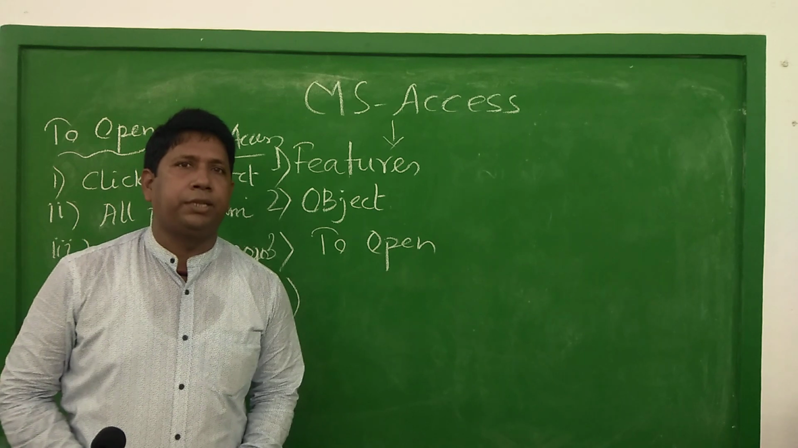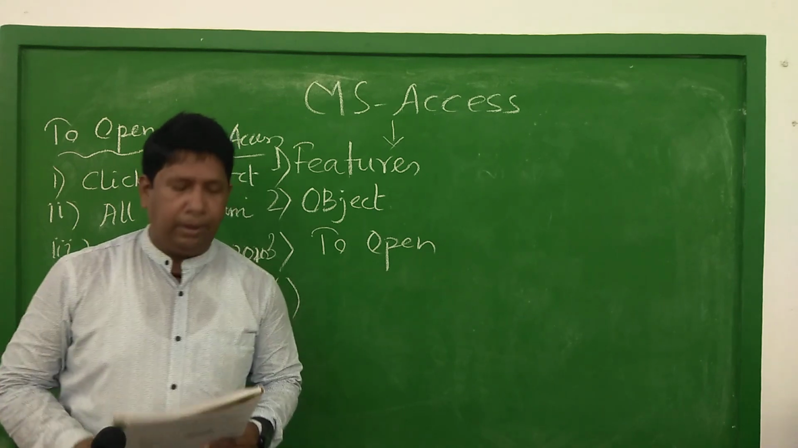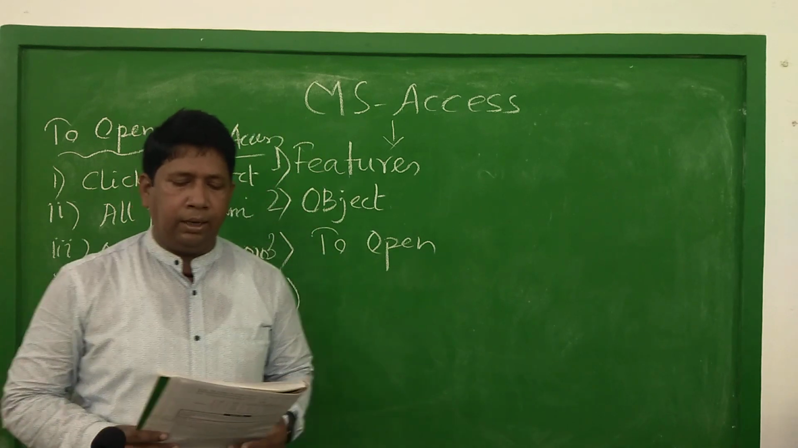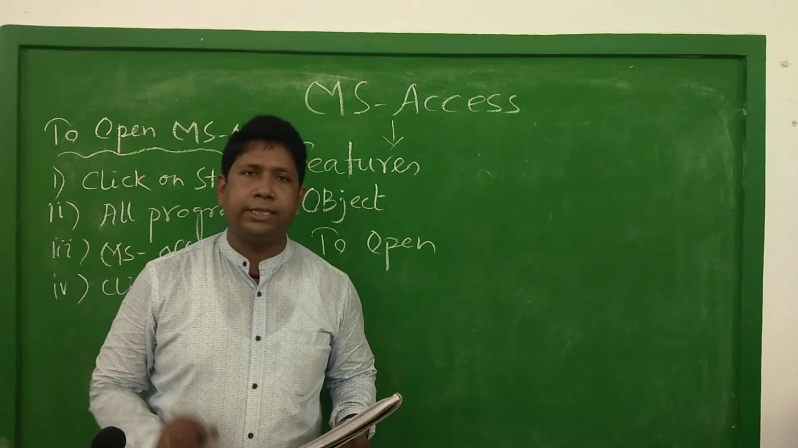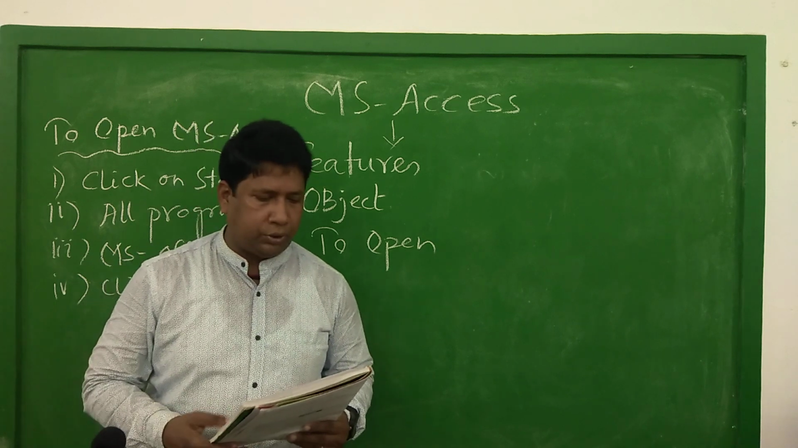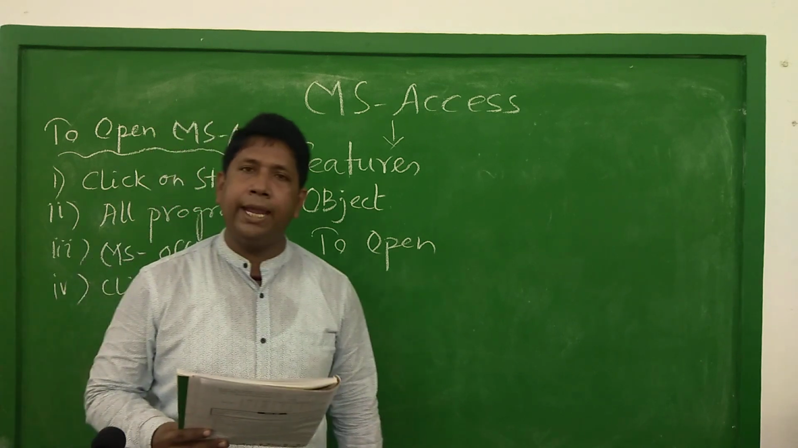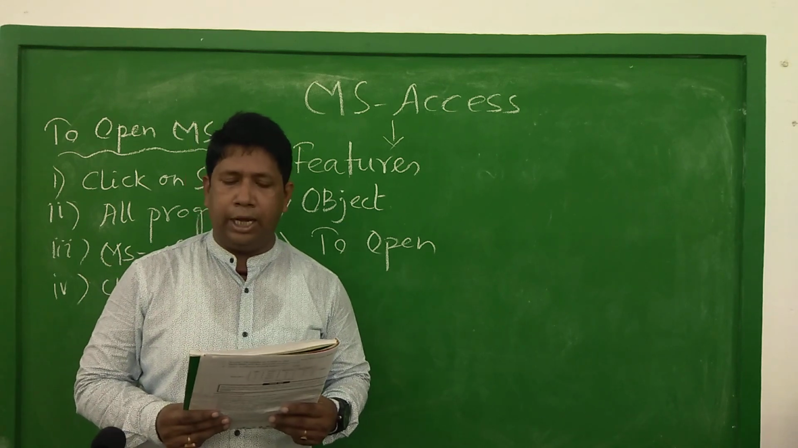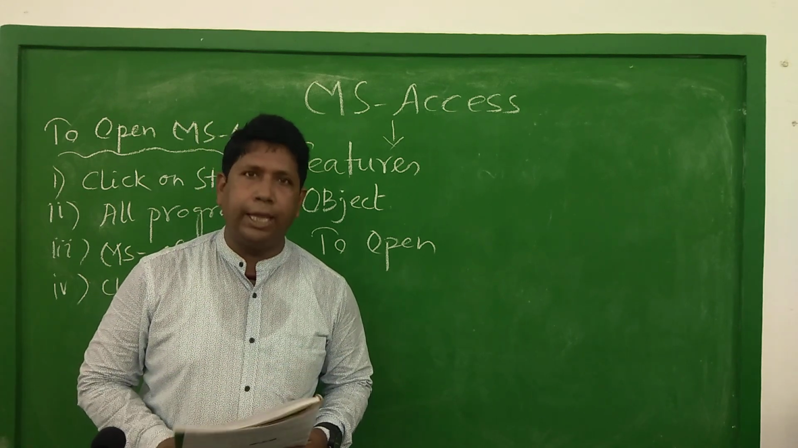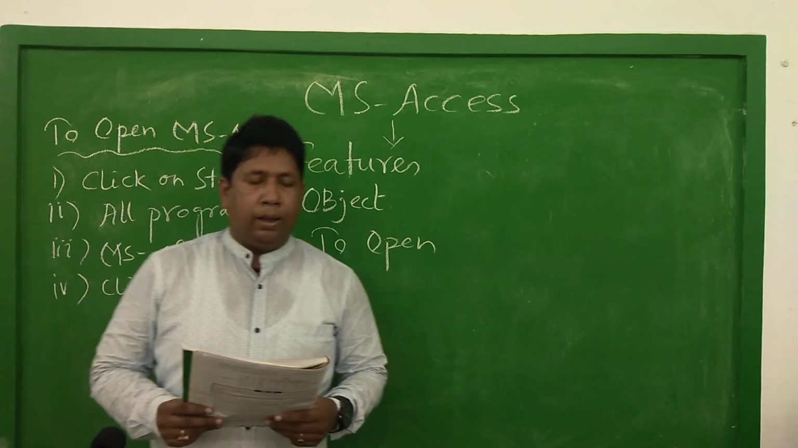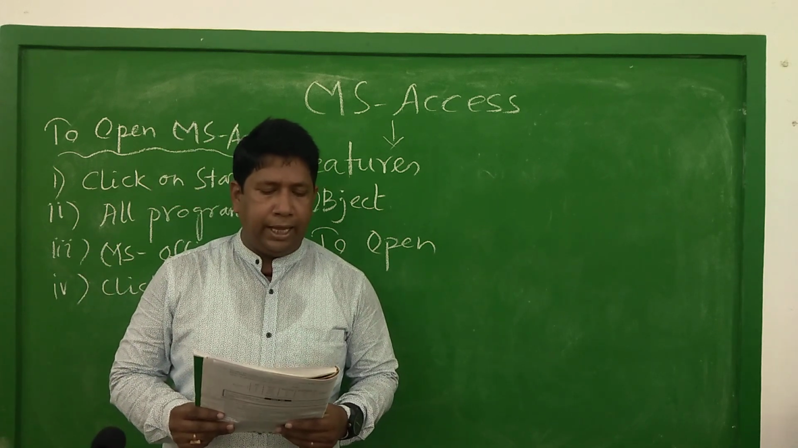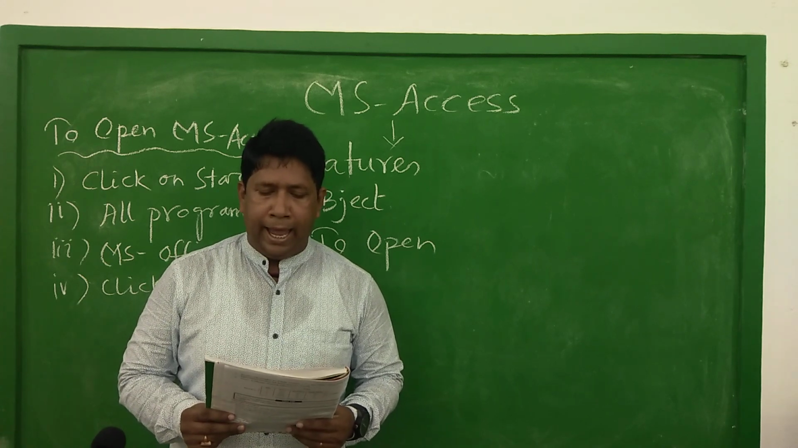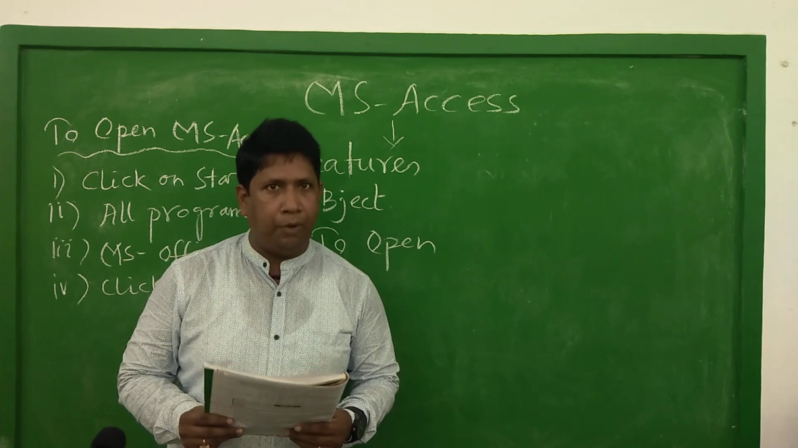Some important features of MS Access are: Number 1, it is a Windows based application. For this reason, its interface is similar to Windows and easy to use. Number 2, it maintains a single disk file for a database and all its associated objects to reduce data duplication. Number 3, it increases the efficiency, speed and flexibility in searching and accessing information.